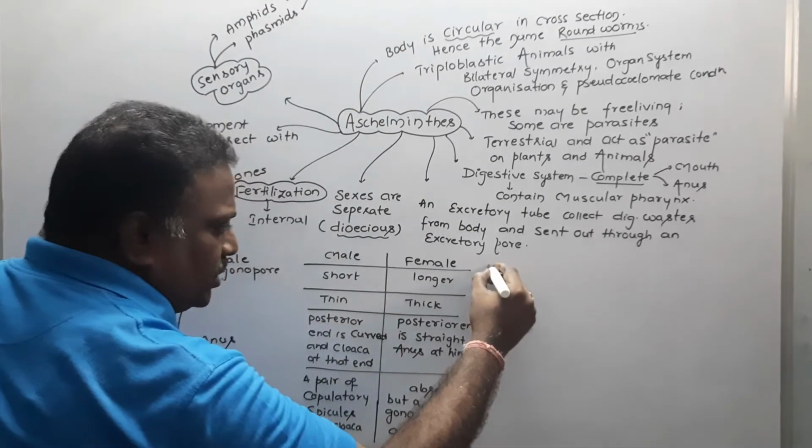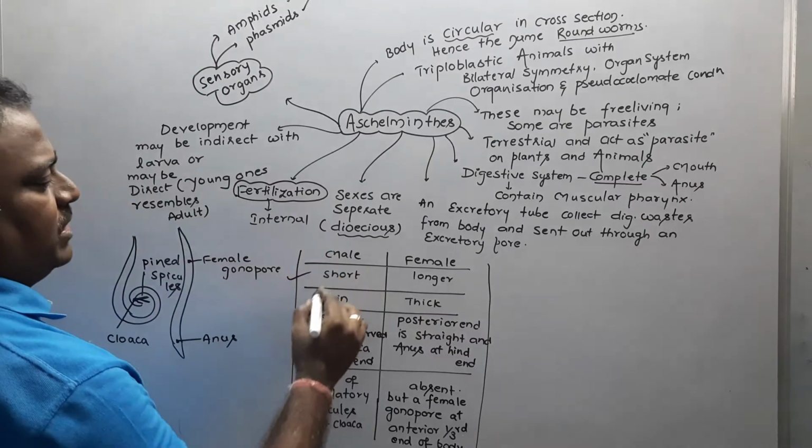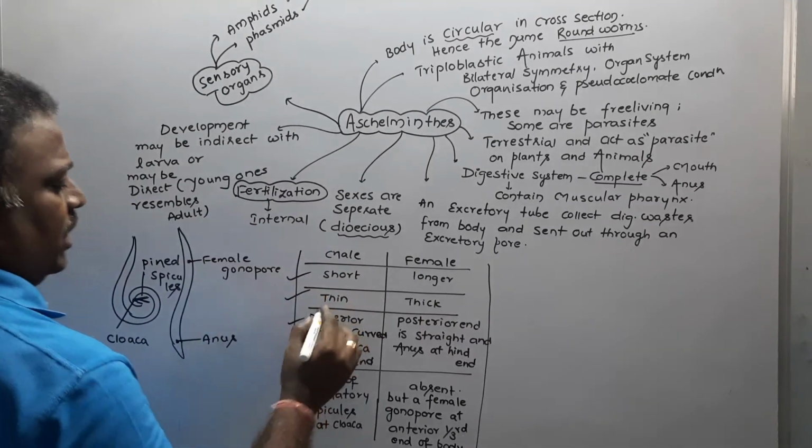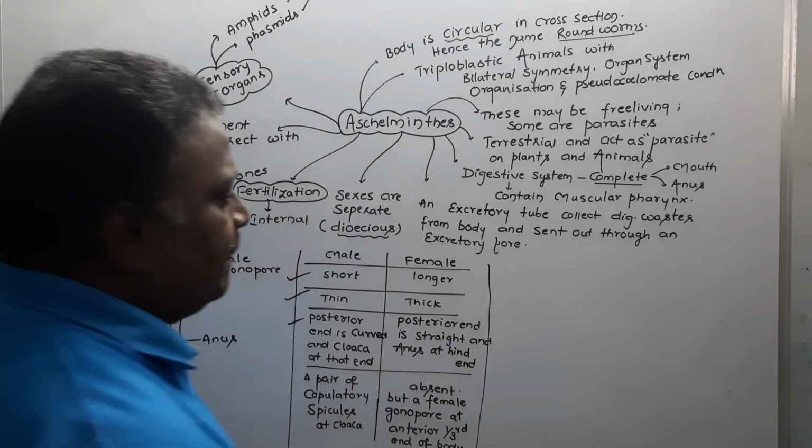Once again, let us see the differentiation. Males are short and thinner, the posterior end is curved, and the cloaca is present at the posterior end. A pair of copulatory spicules is present at the cloaca, and they are absent here.